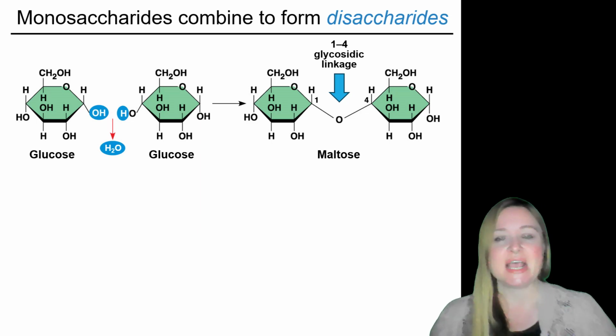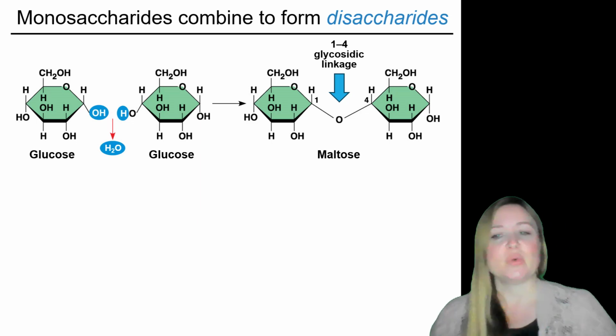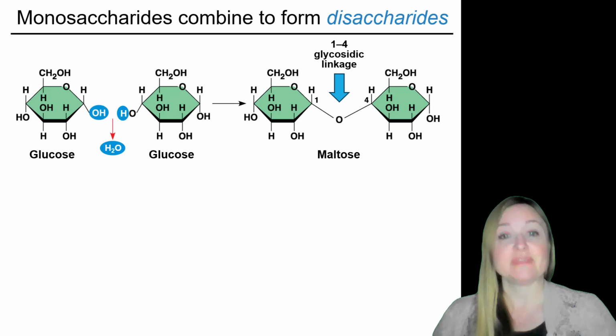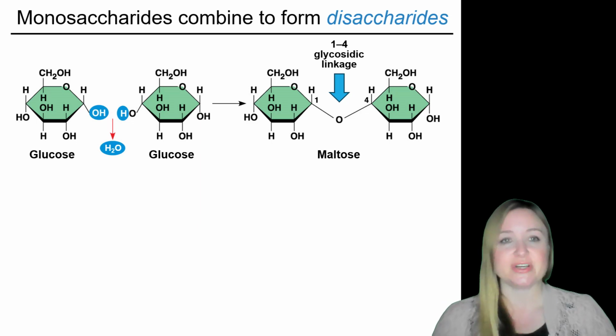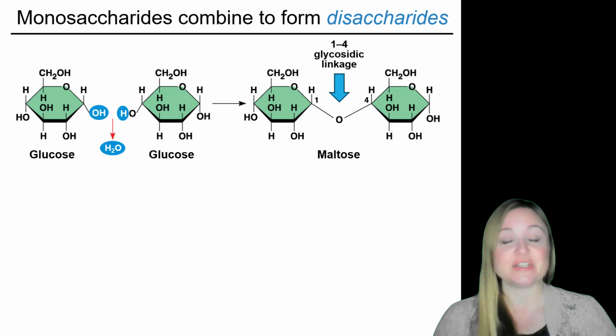And you might see something like 1,4 glycosidic linkage. Well, that just means that the first carbon of 1 molecule bonds with the 4th carbon of the other molecule. We have two molecules of glucose, and where they bond together, where that reaction happens, is on the first carbon of one glucose and the fourth of the other. So that's a glycosidic linkage, and more specifically, it's a 1,4, because those are the numbered carbons that react to form this particular disaccharide, which is maltose.